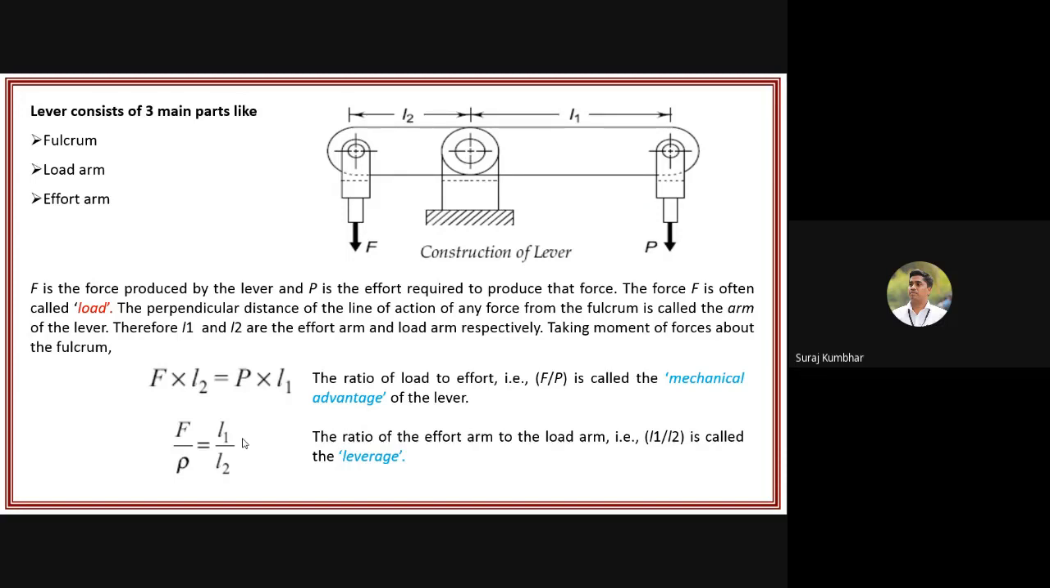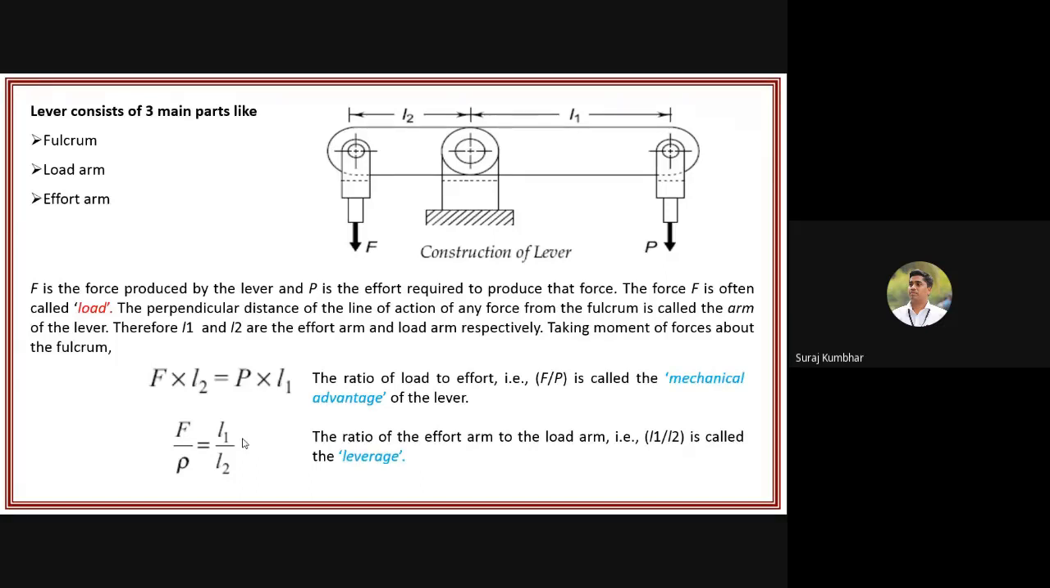From the exam point of view, this type of question will definitely be asked: explain the mechanical advantage and leverage for 4 marks. In that you have to draw the diagrams and explain all the things, the main basic parts of the levers. Then you have to explain how it comes, and show the equation F upon P is equal to L1 upon L2, where F upon P is called the mechanical advantage and L1 upon L2 is called the leverage.